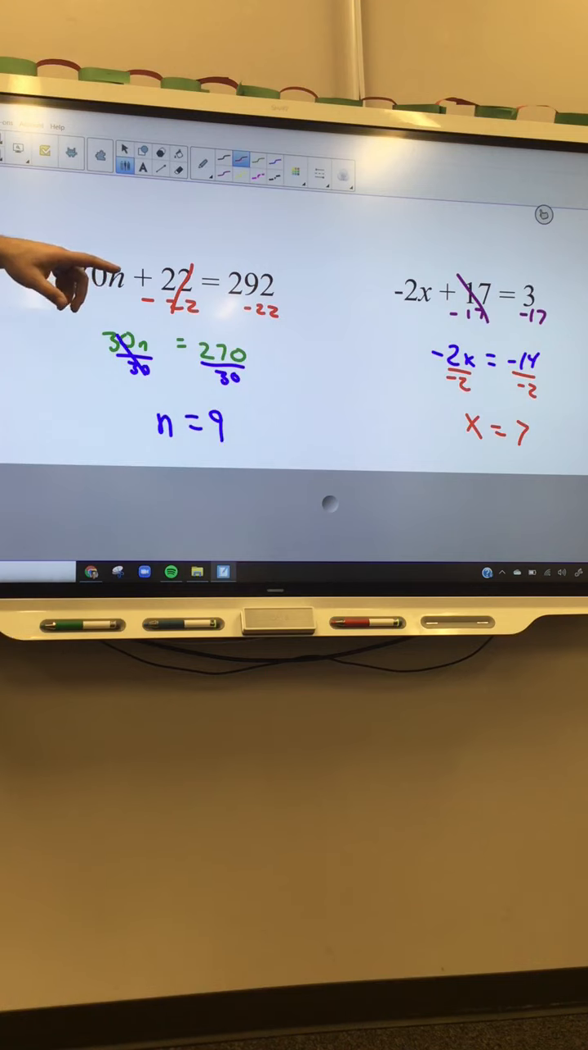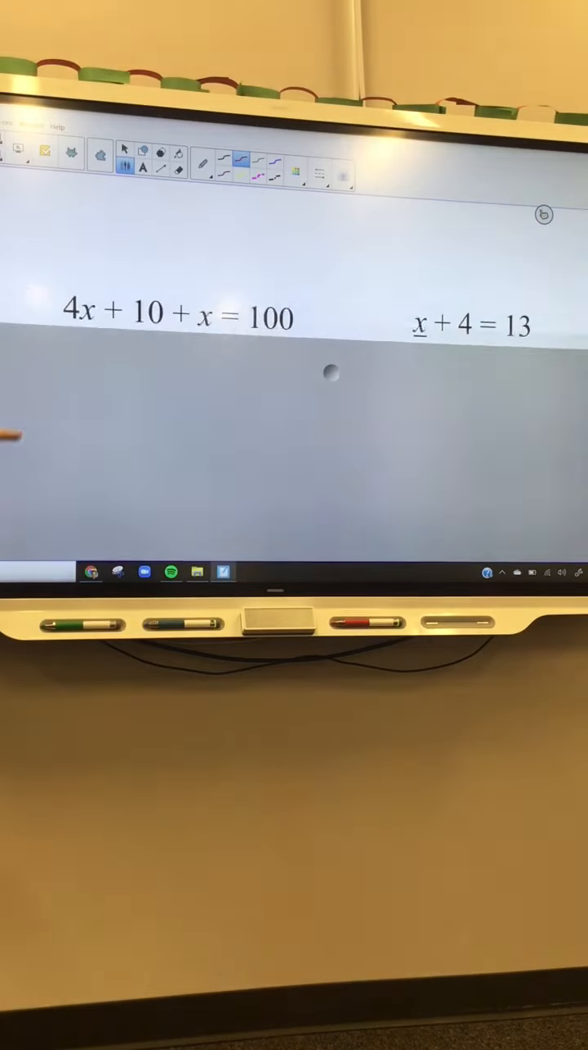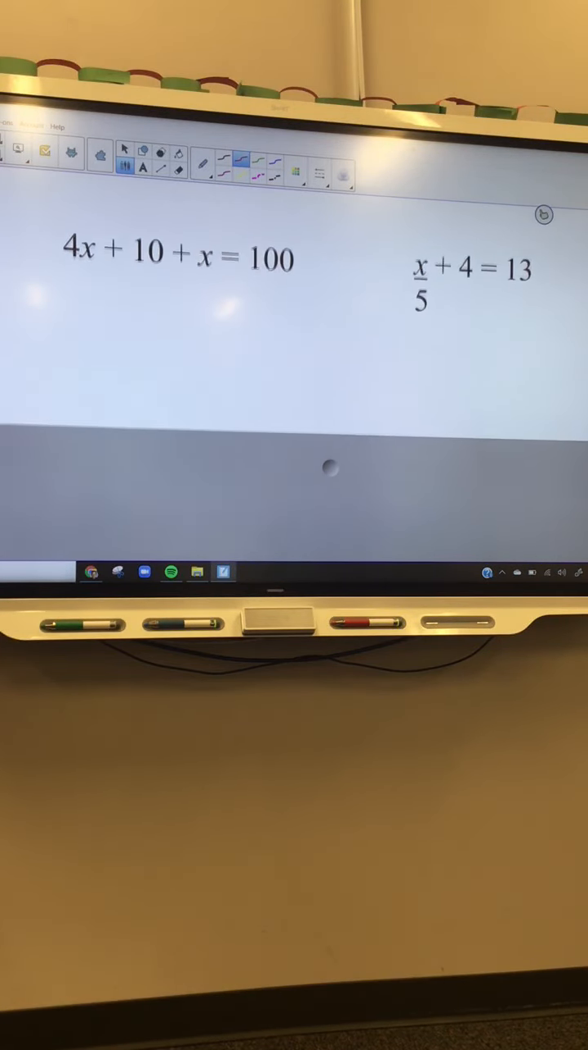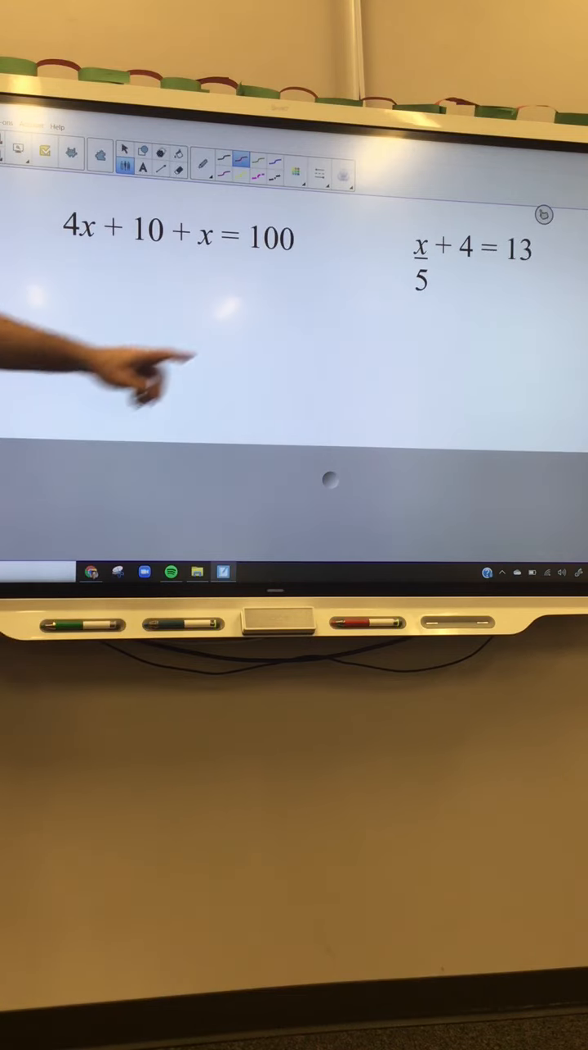Okay. Questions on either of those? Lauren, how'd you do? I got 9. Awesome. All right, let's try a few more. The same items apply here. This one gets to be a little bit trickier. It just looks trickier with fractions. It's really the same though. Give it a shot.